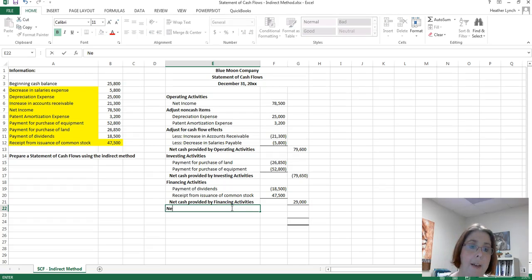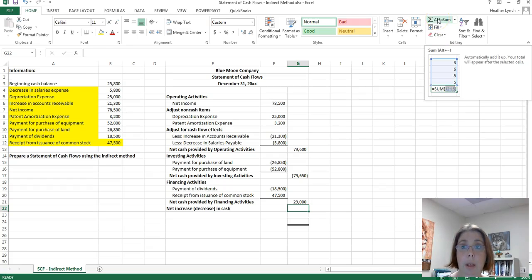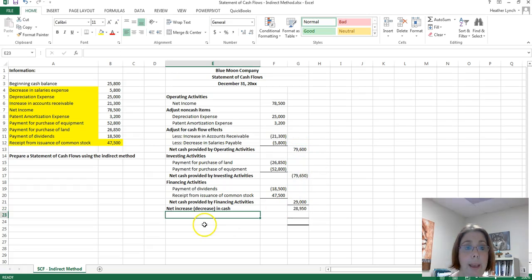Now we need to decide, do we have a net increase? And I'm going to put in parentheses decrease in cash, because we could possibly have an increase or a decrease. Hopefully we have an increase. So we add these three up. We have a net increase in cash of $28,950.